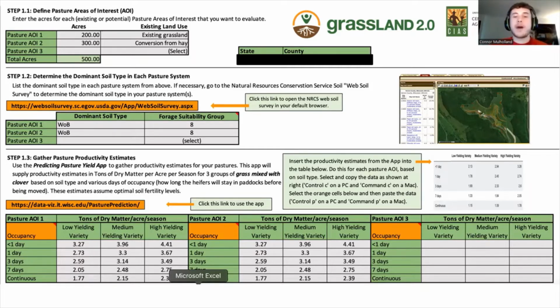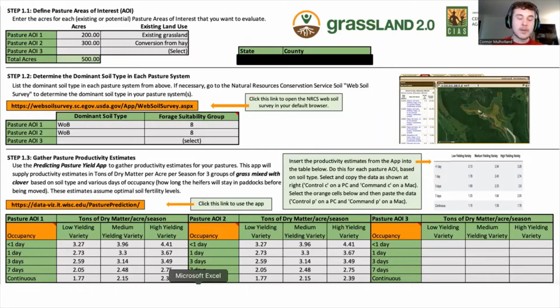And this is made possible by an app, the Pasture Prediction Yield app, that was made by a fellow member of the Grassland 2.0 project. This app is amazing. All you need to do is input your dominant soil type and the county, and then you'll get a table of your dry matter per acre per season that could be made off of that land as pasture. And the table is ranged by a low, medium, or high yielding variety grass, and is ranged by occupancy period.